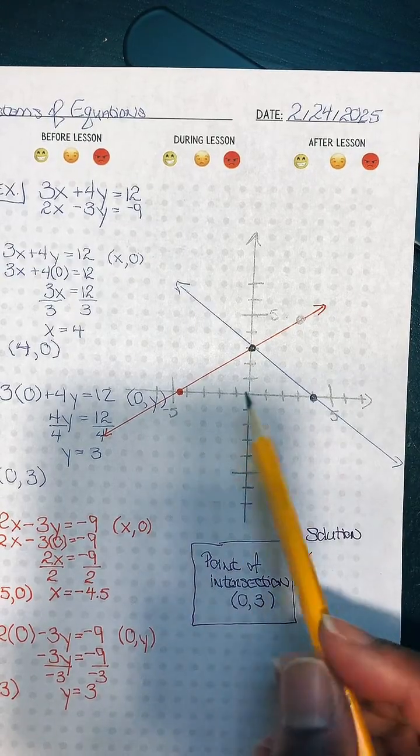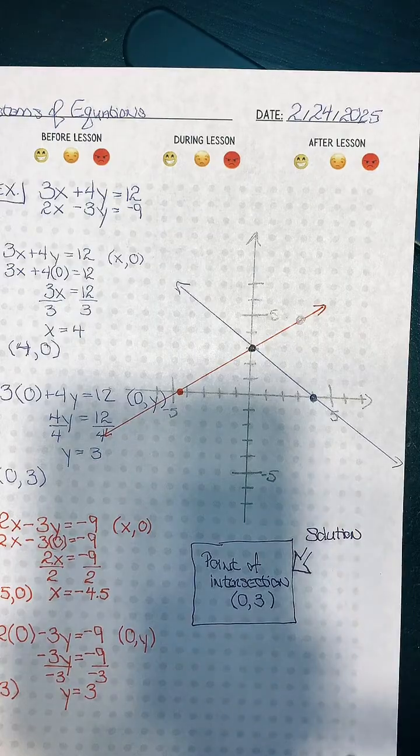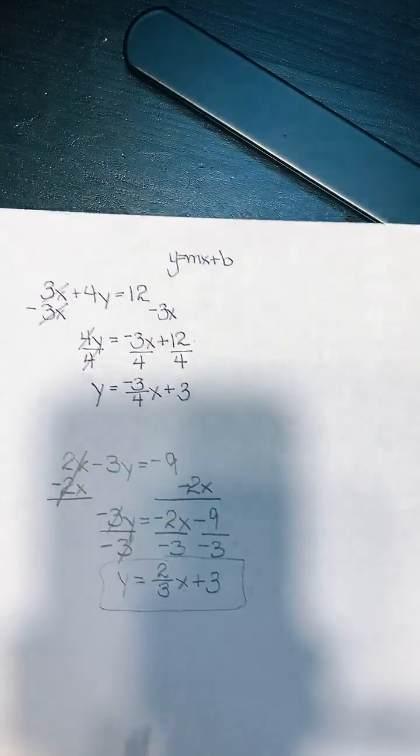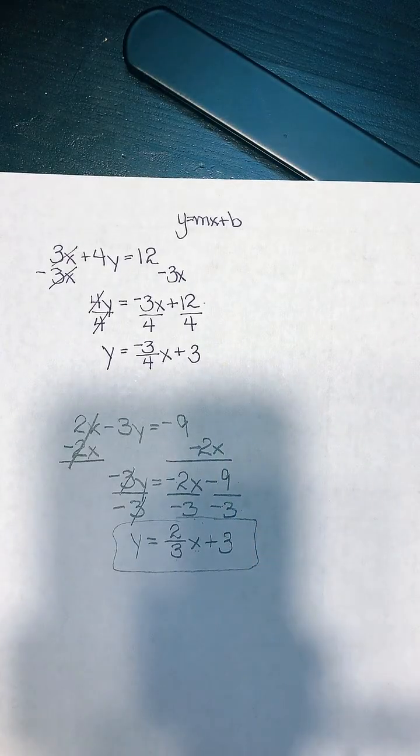Okay, so you can use either the x and y intercepts to graph your points, or you can solve both equations for slope-intercept form and then graph them on the same grid.